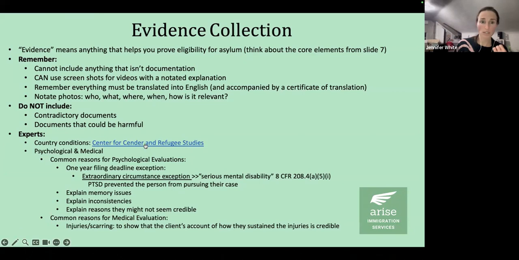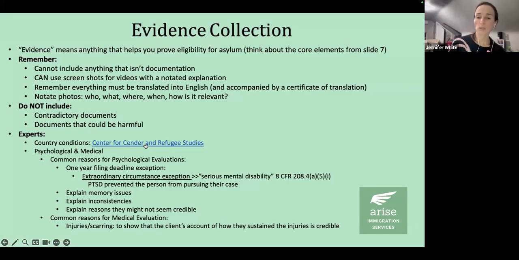There is the country conditions material we talked about, but there's also the medical and psychological issues that you might want to document. There's a one-year filing deadline for asylum, right? You generally need to apply within one year of entry, or your most recent entry. But there's an exception for serious mental disability or serious physical disability.